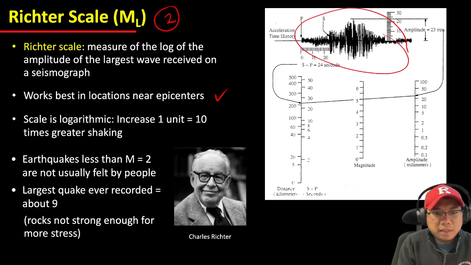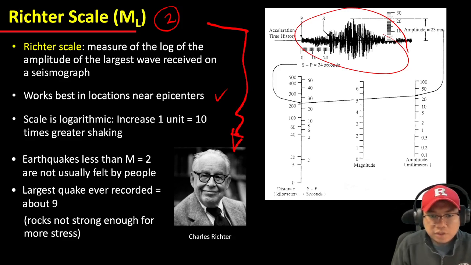And then the scale is logarithmic. An increase of 1 unit equals 10 times greater shaking, and earthquakes less than a magnitude of 2 are not usually felt by people. And this Richter scale was developed by a person named Charles Richter.